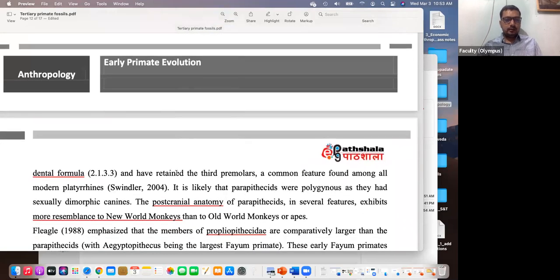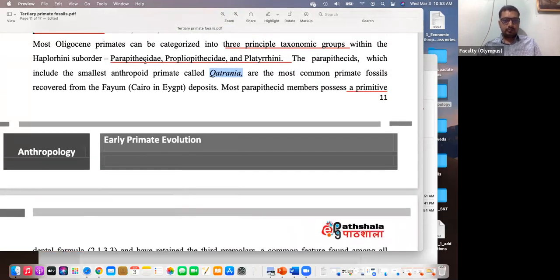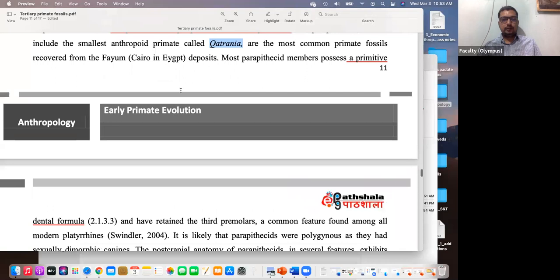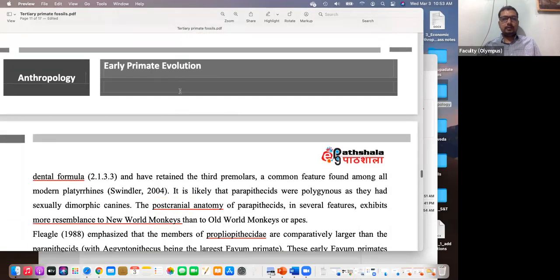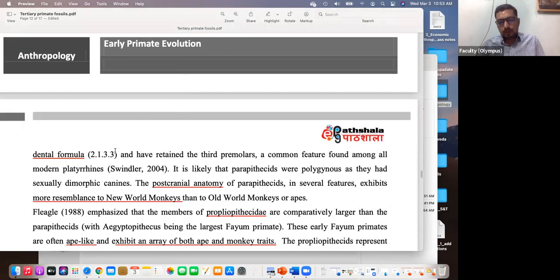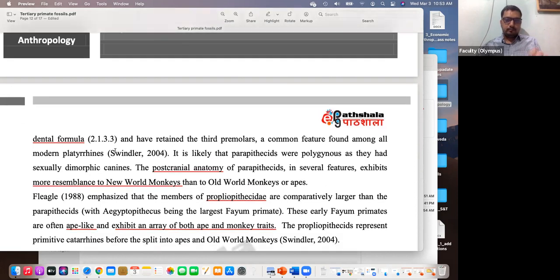Within Parapithecidae, a few features if you write down: they still have the primitive dental formula, 2133. Primitive dental formula still there. Okay, carrying third premolars. The third premolar was there, which is one of the features of platyrrhines, those that have flat faces, platyrrhines or New World monkeys, as we call them.